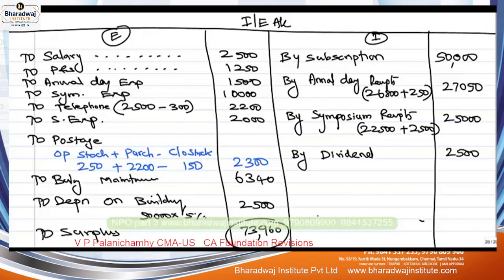Is this over? Income and expenditure account over? Then do the balance sheet next. The area of doubt is that subscription. Income is recognized based on the number of members.